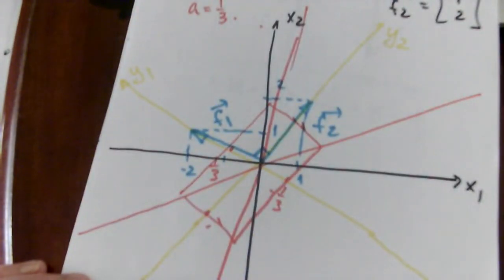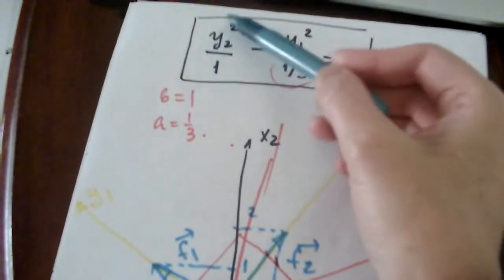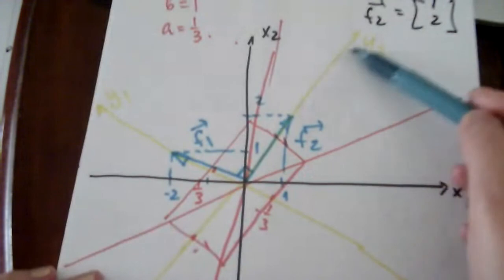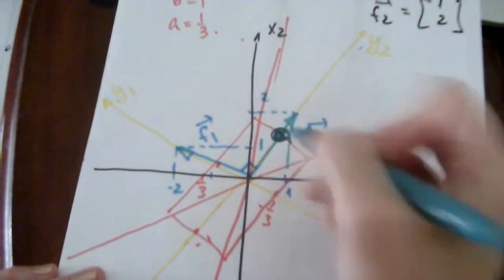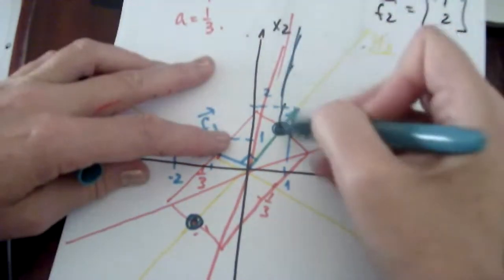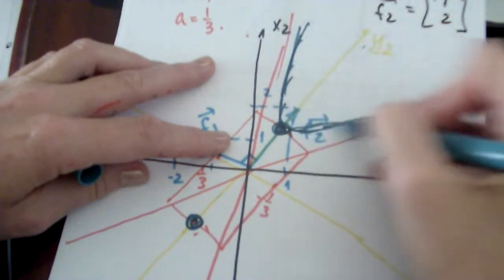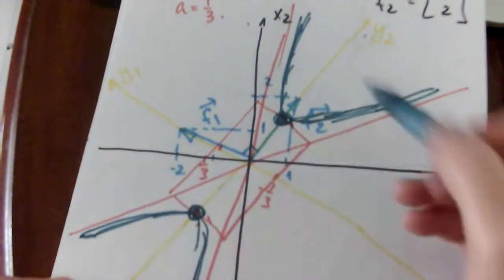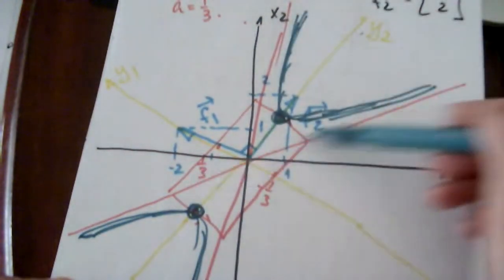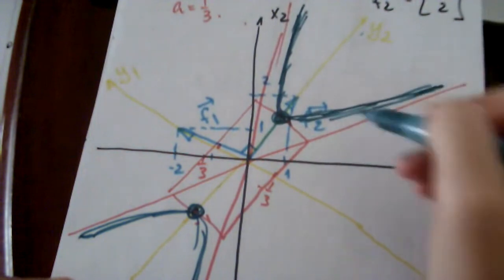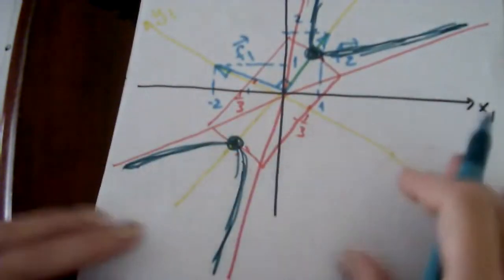And now we need to determine the vertices of our hyperbola. Let's get back to the equation. This term has a positive sign, which means the vertices will be marked along the y2 axis. Where's y2? y2 is this axis. That is why this will be the first vertex, and this will be the second vertex. And finally, we are ready to plot our hyperbola. Looks terrible, I know, but what can you do? These are two branches of our hyperbola. These red lines were asymptotes, so the hyperbola should go as close to the asymptote as possible, as well as this branch. So this is our plot.